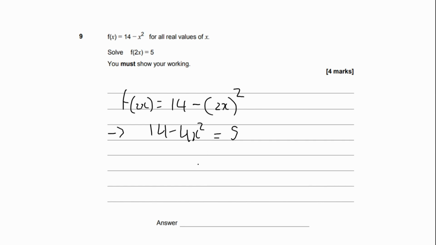And once you let that equal to 5, you'd add 4x squared both sides, take away 5 to get 4x squared equals 9. So x squared equals 9 over 4. Square root both sides, x equals plus or minus 3 over 2, and that's your final answer. There you go.